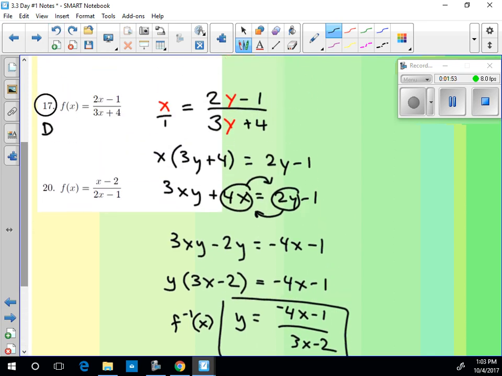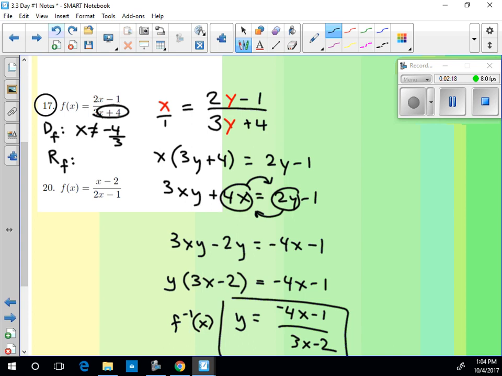All right, so let's talk over here about the original f of x. What's the domain of f of x? Everything except for what? What would make this 0? Negative 4/3. How about that? Negative 4/3. Okay, so x cannot equal negative 4/3. Okay, how about the range?